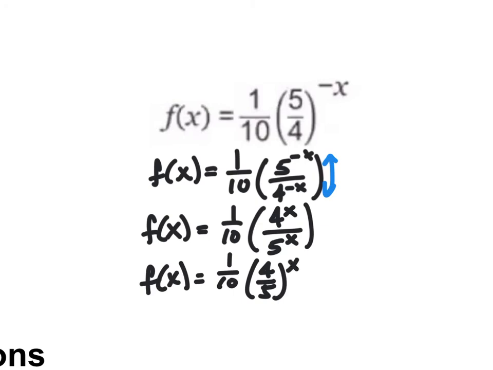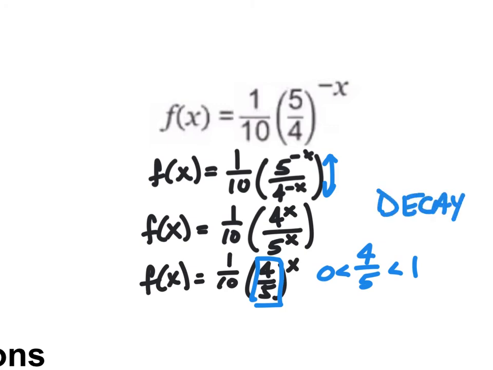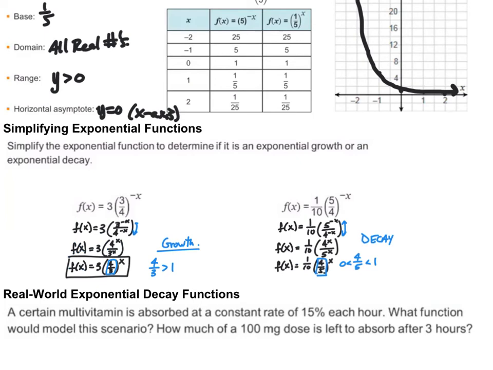raised to the x. Now, 4/5, this number is less than 1, but also greater than 0. Therefore, because of that, we have a decay function, all right? And that's how we can tell. So we do need to understand this process. It's very important that if you get to a point where you don't know how to simplify your exponents, go back and watch this section of the video, okay?